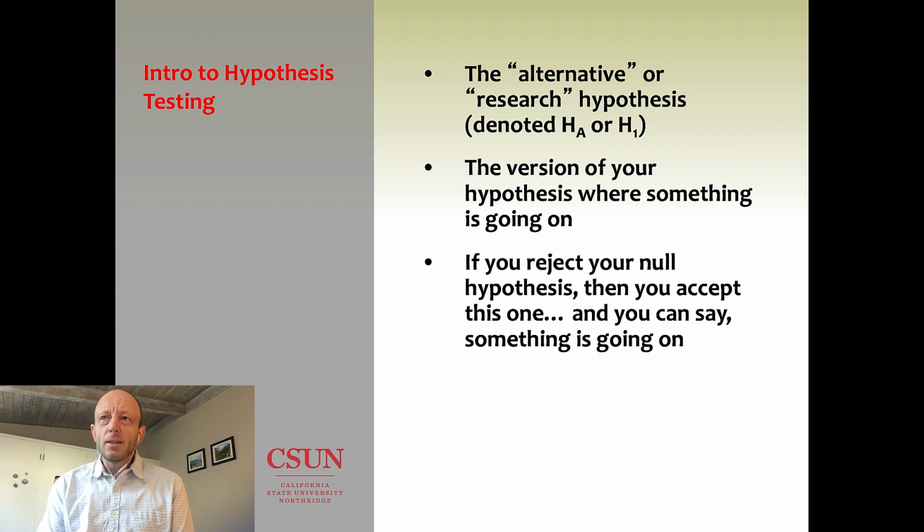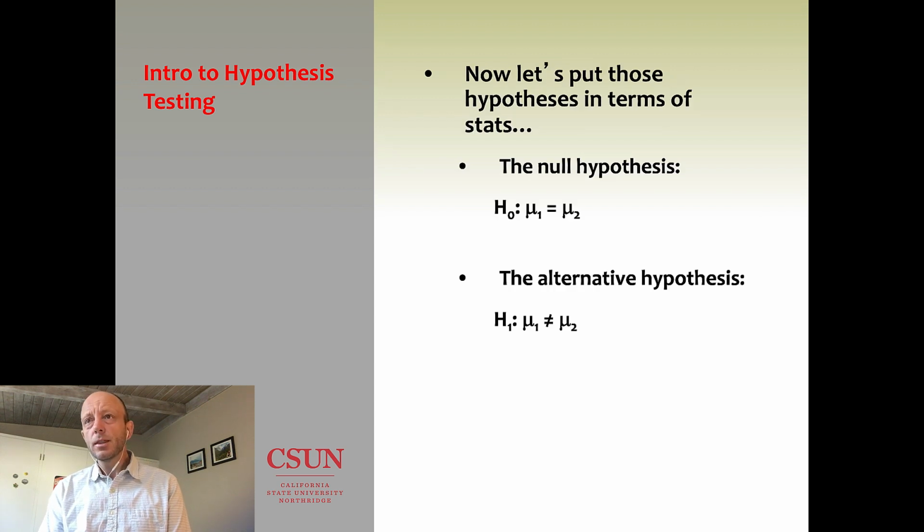This is the version of the hypothesis, like I said, where something is going on. If you reject your null hypothesis, then typically you can accept this one. So that's usually the goal. Not always, but usually. This is what they look like if there are two samples. So if we have two samples, let's say, of data, suppose we have a bunch of people who do statistics and a bunch of people who don't do statistics, and we want to see which group is having more fun.